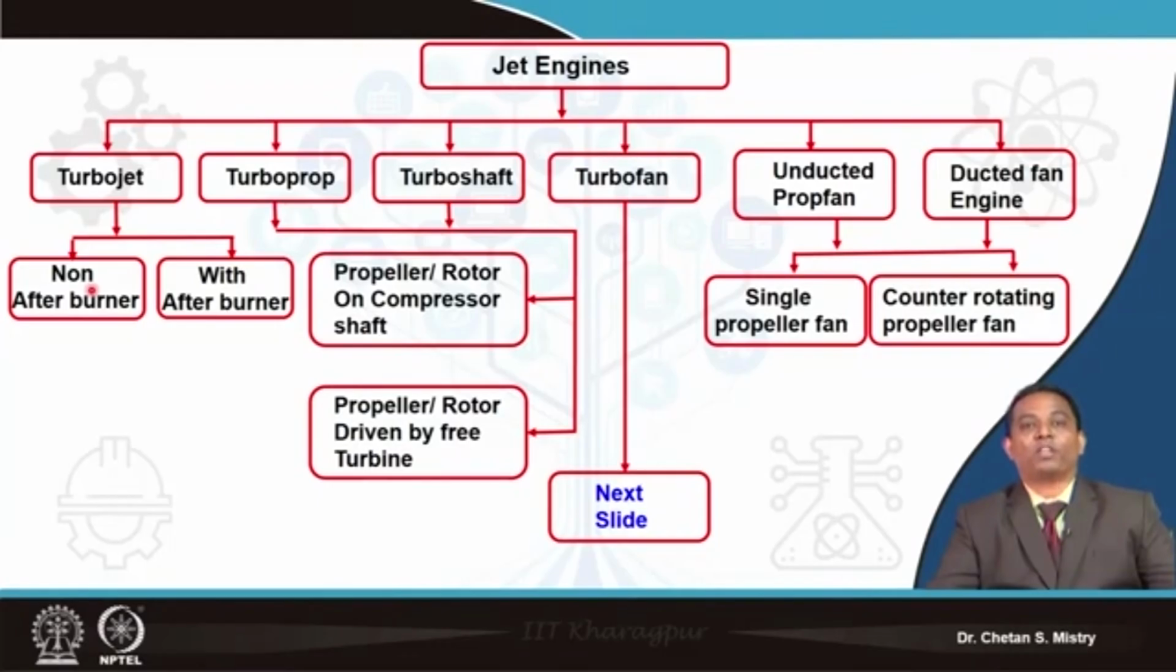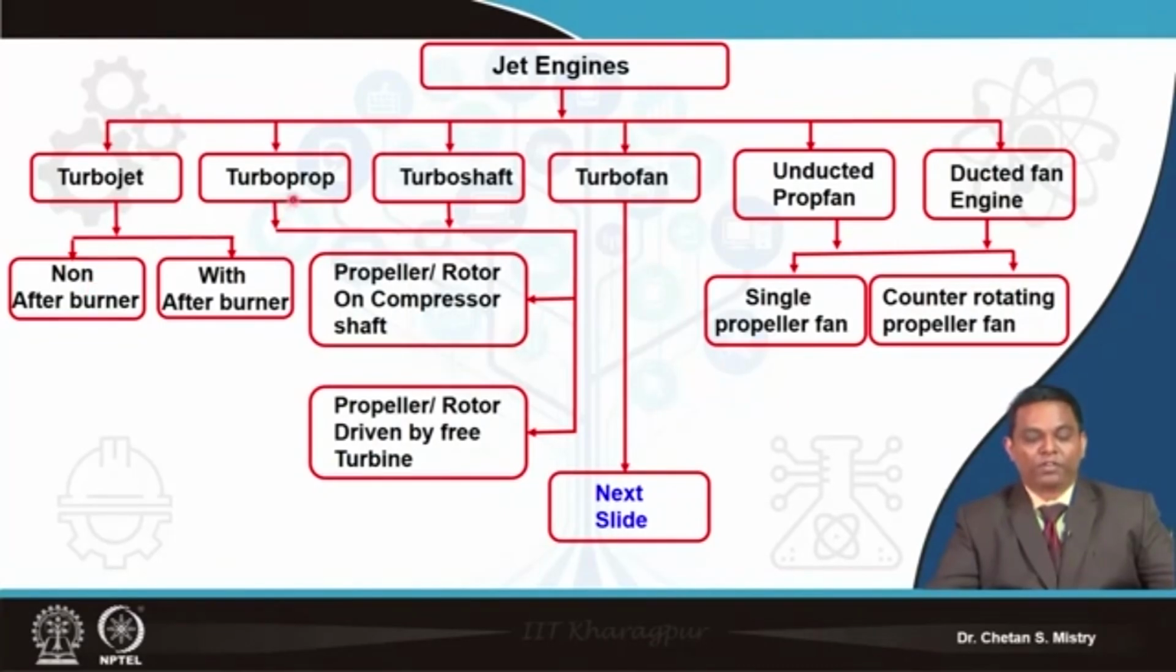When I talk about military application, we are looking for higher thrust in order to do different kinds of maneuvers, and that requires the afterburner to be incorporated. Commercial applications fly in the range of Mach number 0.8 or 0.85. There we are not looking for a higher amount of thrust, nor are we doing any maneuvers, so there is no requirement for an afterburner.